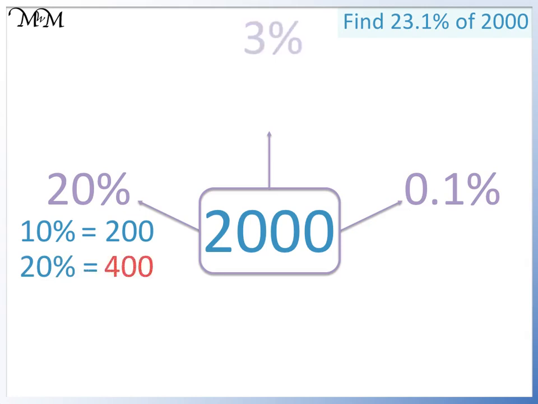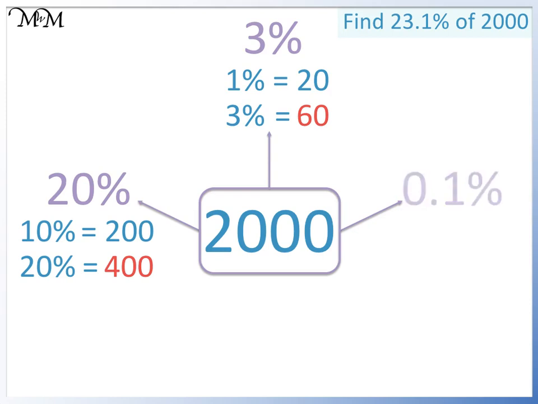Next we'll find 3%. We do this by first finding 1% and then multiplying by 3. To find 1% we divide by 100. So 1% of 2000 is 20. Therefore 3% must be 60.